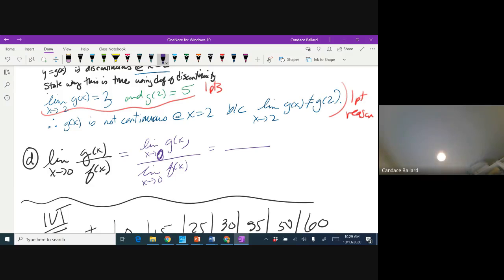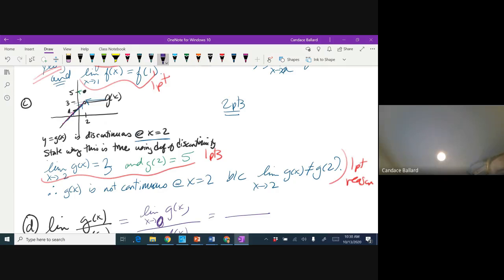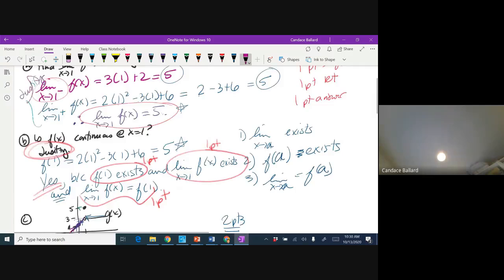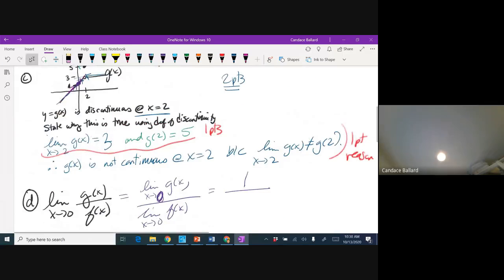All right, so I'm going to find the limit as x approaches 0 of g of x. I'm looking here at this graph, at what's going on at 0. At the x value of 0, it looks like my y value is 1. Now I'm going to go to f and figure out which branch 0 goes into. Well, 0 is less than 1, so I'm going to put it into this branch here. So 3 times 0 plus 2. So I've got 1 over 3 times 0 plus 2, which is 2, so 1/2.